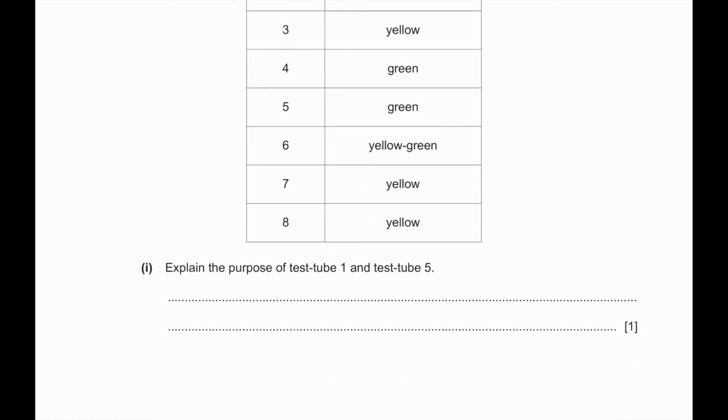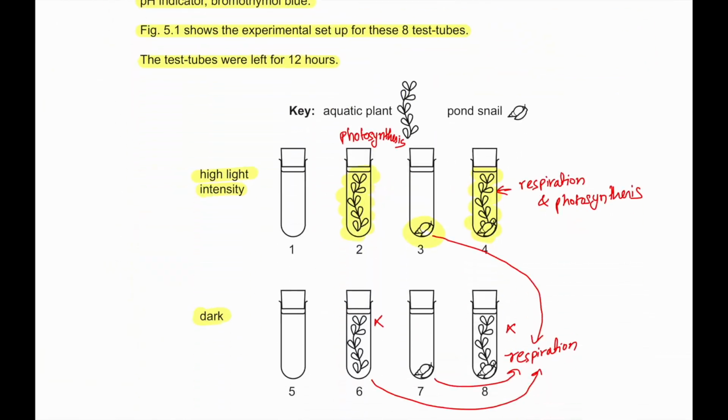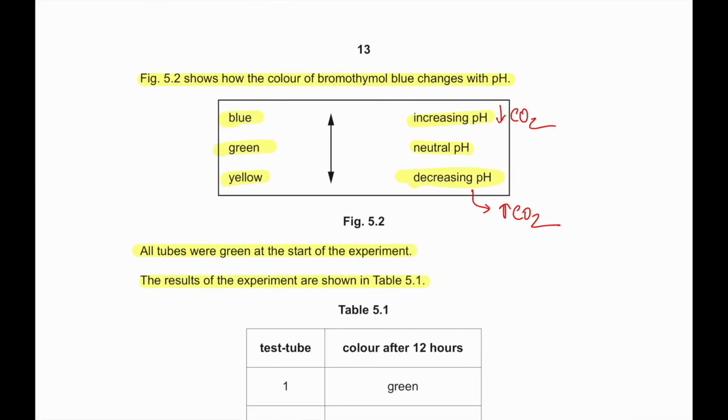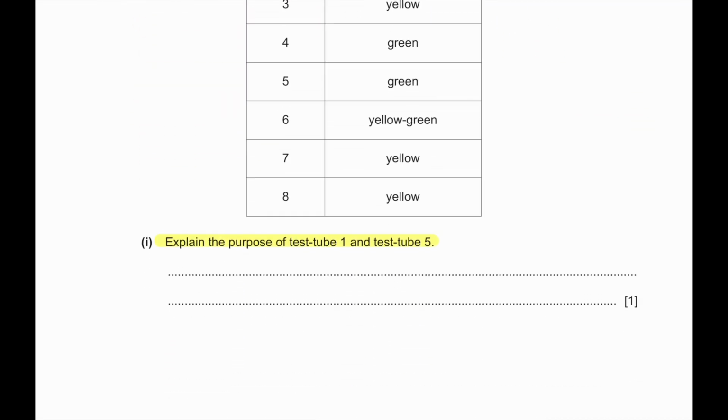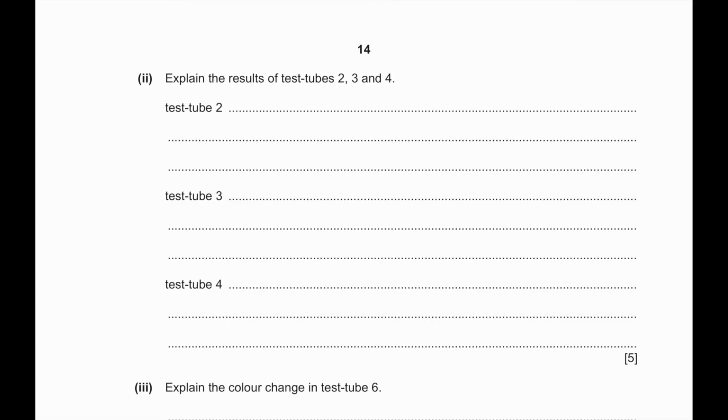Okay. Explain the purpose of test tube 1 and test tube 5. So test tube 1 can be a control and test tube 5 can be a control. So they can act as controls. Explain the results of test tubes 2, 3, 4. Test tube 2. Plant carries out photosynthesis and uses up CO2 in the Calvin cycle.